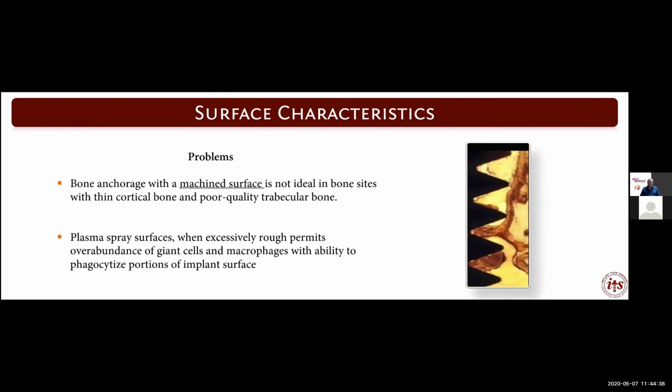Bone anchorage with the machine surface implant is not ideal. A plasma spray surface on the implant is also not ideal, as an excessively macro rough surface permits overabundance of giant cells and macrophages. That turns in, as remember, to osteoclasts with the ability to phagocytize portions of the implant surface and the bone.